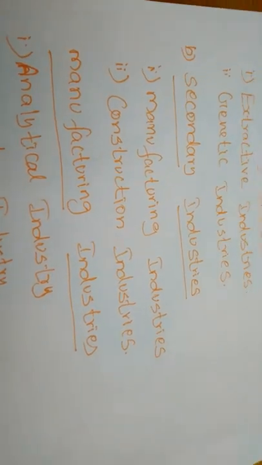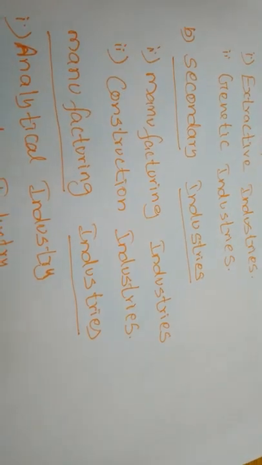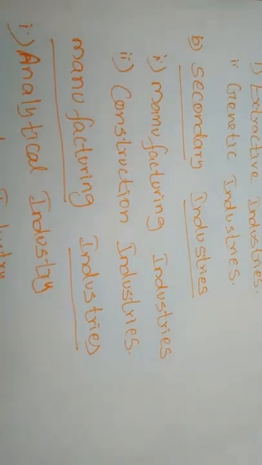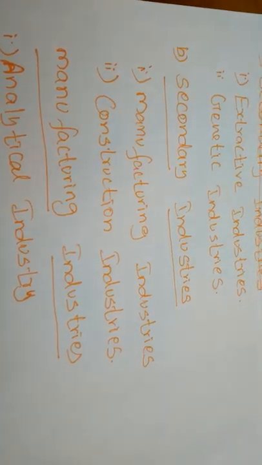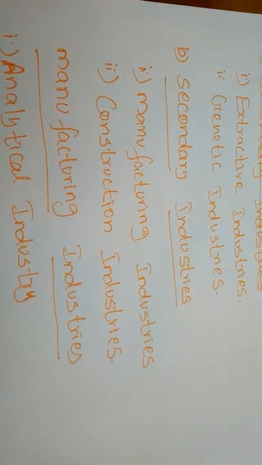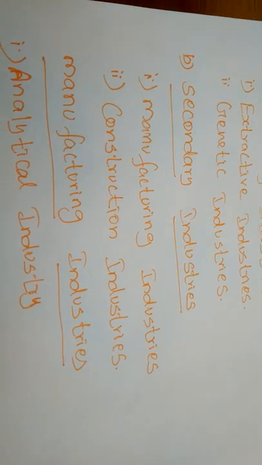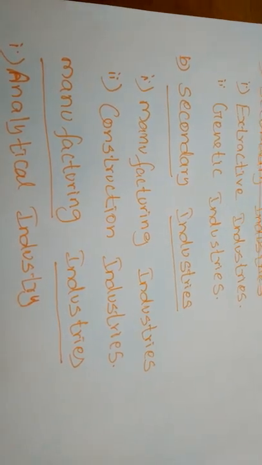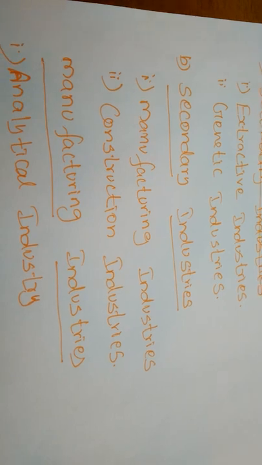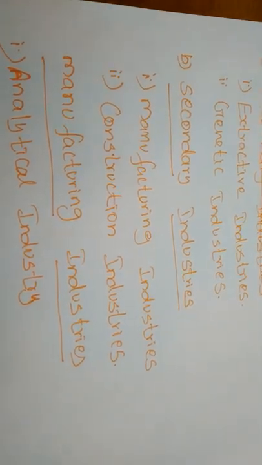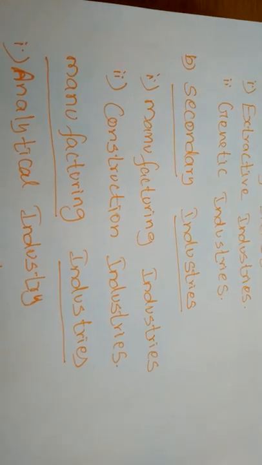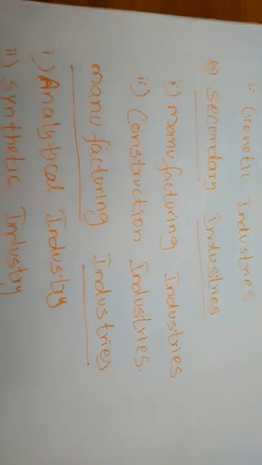The secondary industries are also classified into two types. First is manufacturing industries, next is construction industries. Manufacturing industries are engaged in producing goods through processing of raw materials into finished products, creating form utilities. Okay students, it's enough.